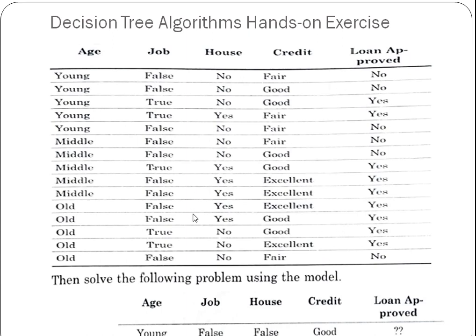And what you have to do is solve the following problem using your model. So whatever model we build, let's say age is young, job is false, house is false, means no house, no job, and credit is good. We will build a decision tree, and we will apply this particular question, and we will see whether the loan gets approved or not.